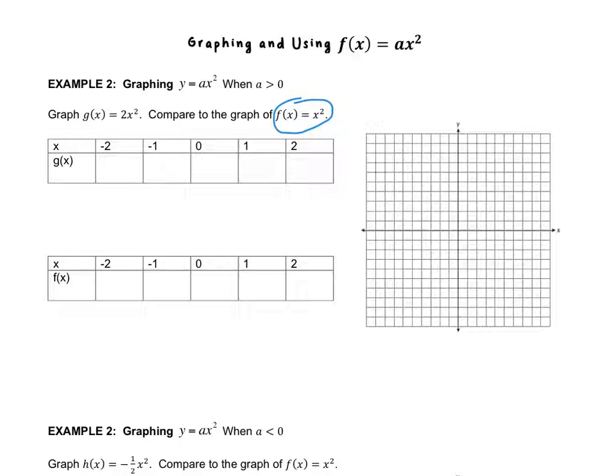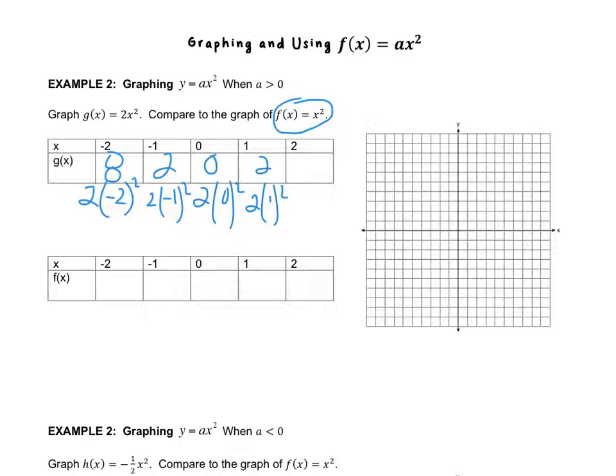So when -2 goes in, we just figure out what that comes out to be. -2 squared is 4, times 2 comes out as an 8. When -1 goes in, I get 2. When 0 goes in, 0 to the second power, 0 times 2 is 0. When 1 goes in, I get 2 again. That's important to notice, and we'll talk about that in 1 second. And when I plug 2 in, I get 8.